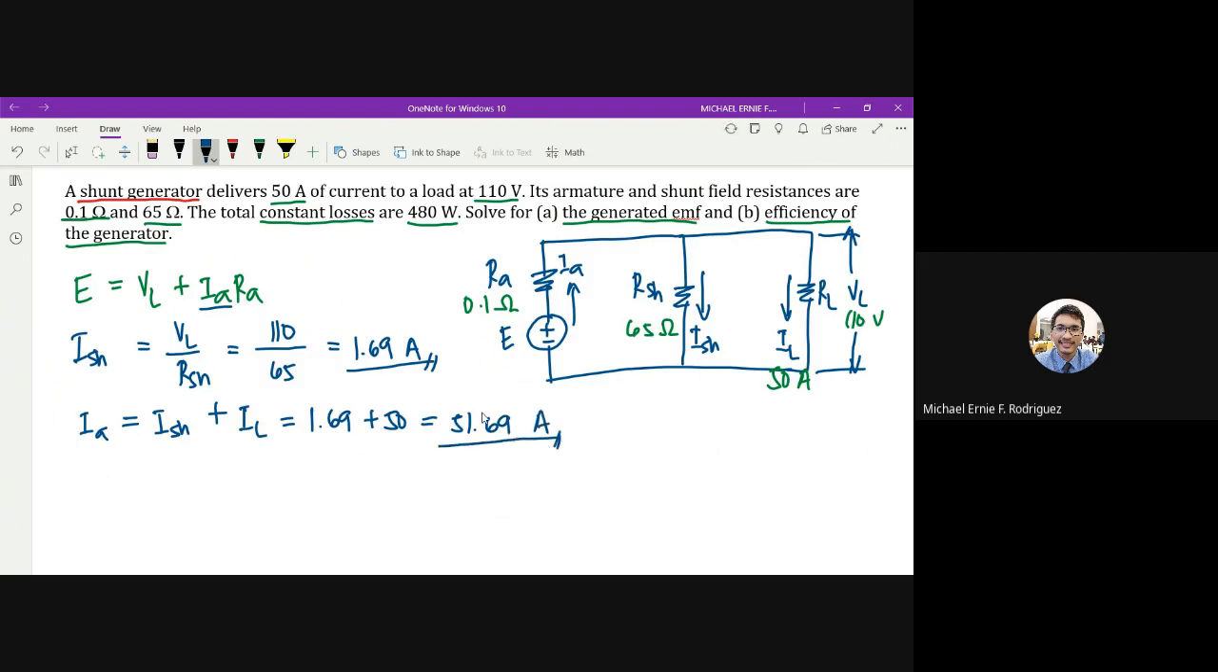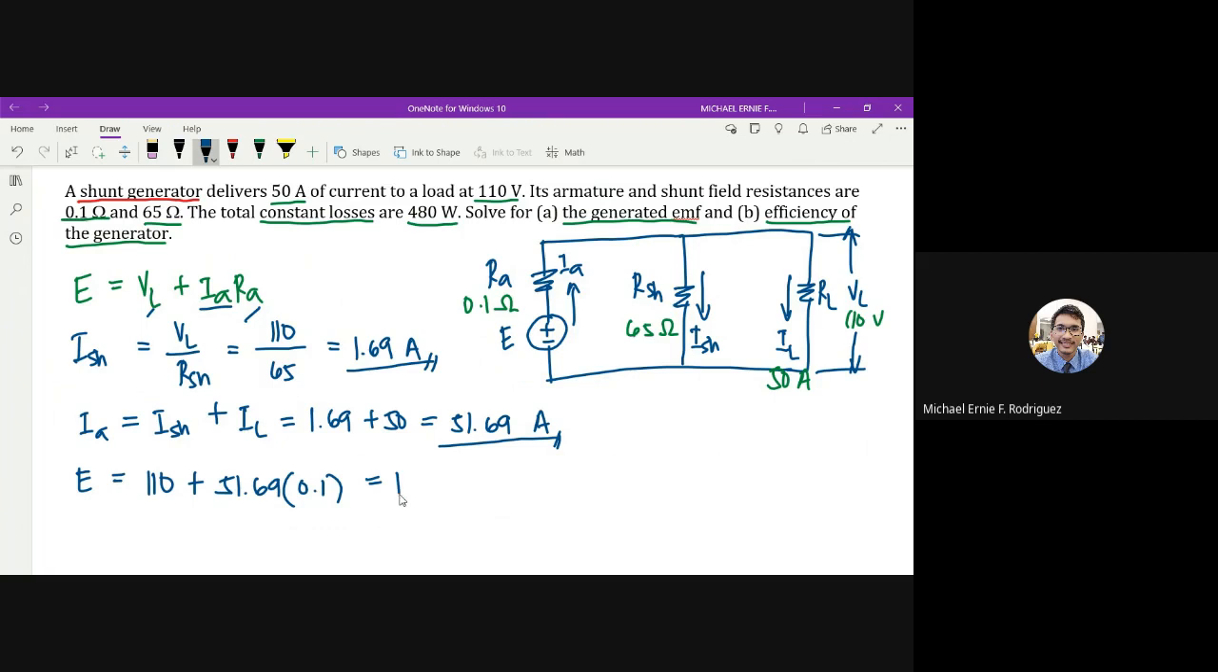And then, masolve natin yung IA, given na yung VL, tsaka yung RA. So, we can solve for that. So, E is equal to VL, 110 volts, plus IA, we have 51.69 amperes, times your RA, we have 0.1. Okay? So, ang sagot natin, 0.1 nito. So, ayan na. Add lang natin ito.